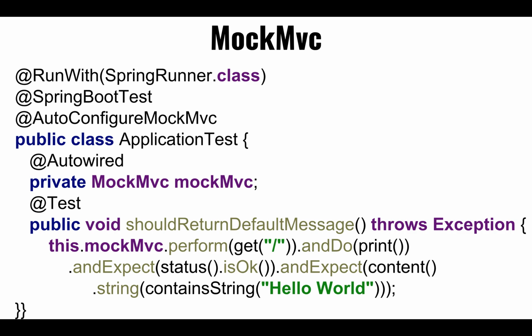And it provides all sorts of additional nested or chained functions that allow us to check what the status is that came back, being okay or forbidden or whatever.